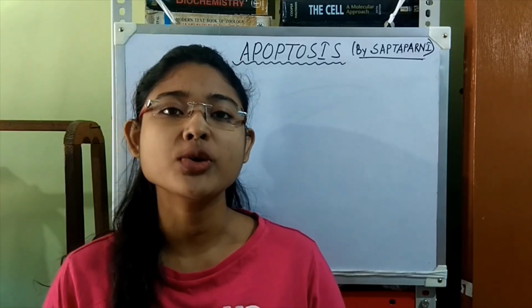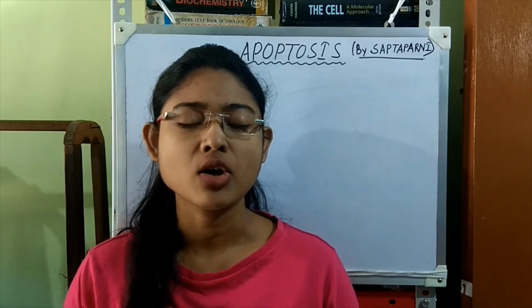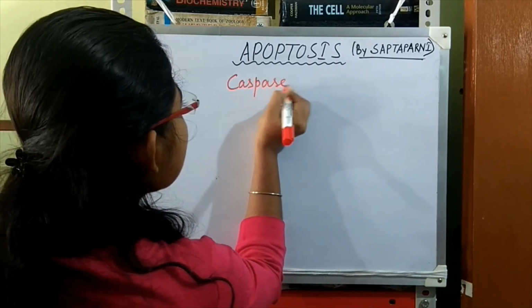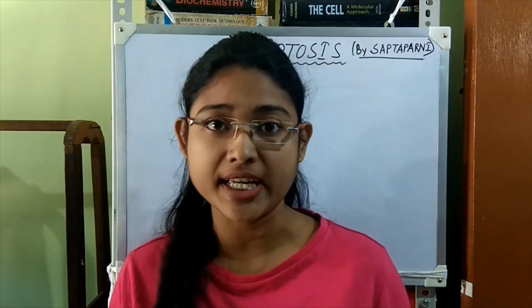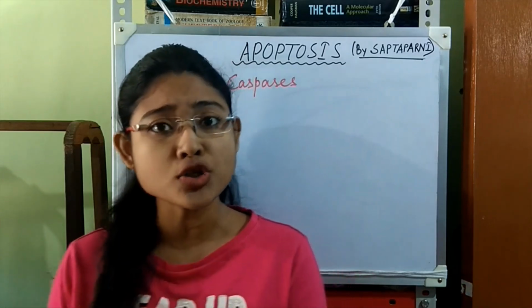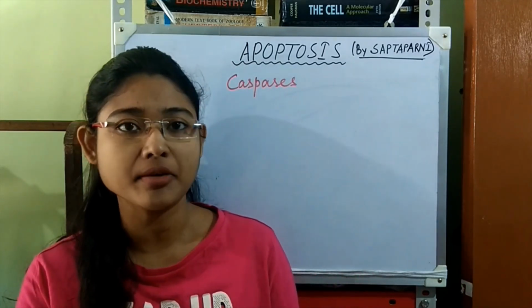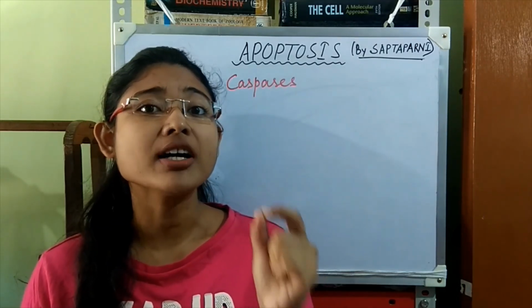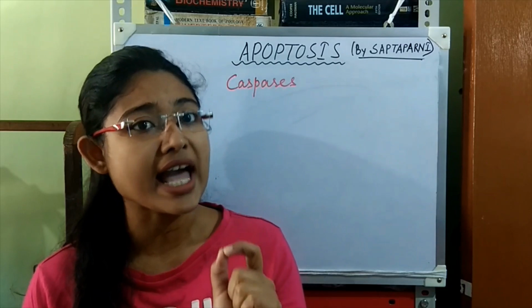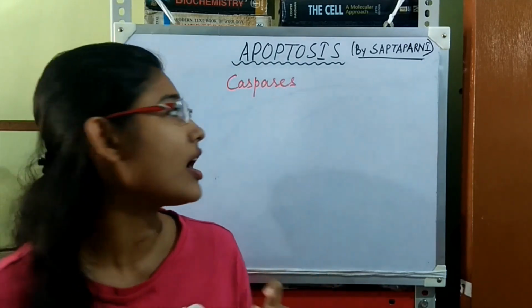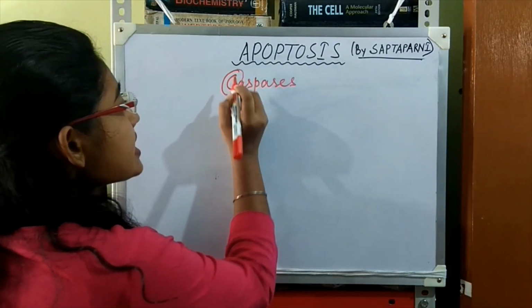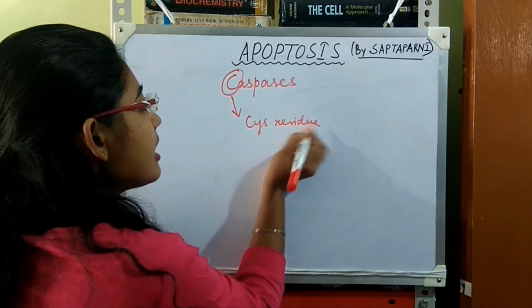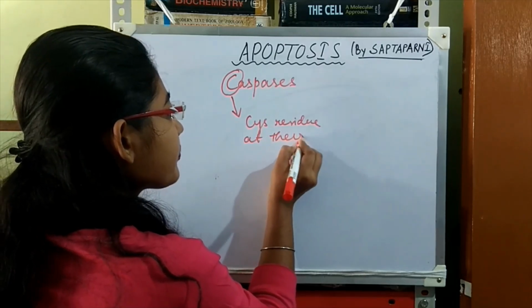First of all, today we will learn about caspases. What are caspases? Caspases are a family of proteases. Proteases means those proteins which can degrade other proteins. All caspases have a cysteine residue at their active site. That is why this C has come from the cysteine residue at their active site.